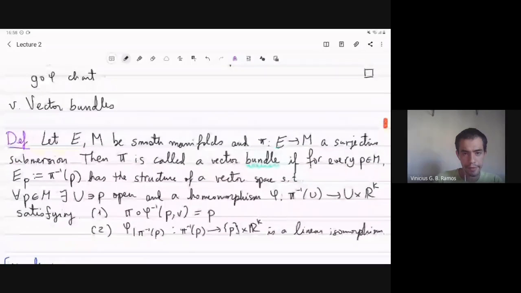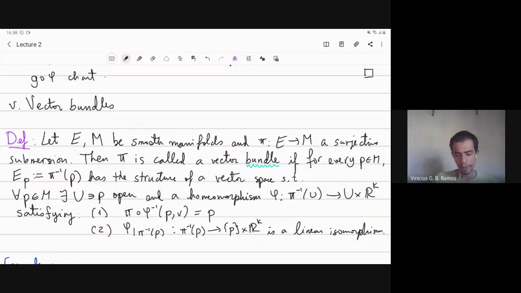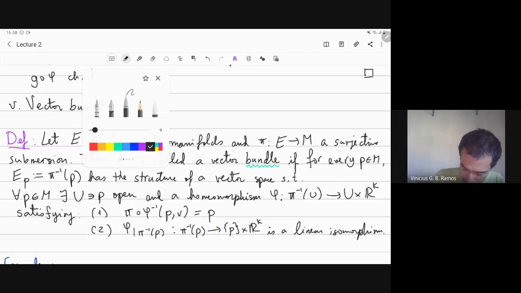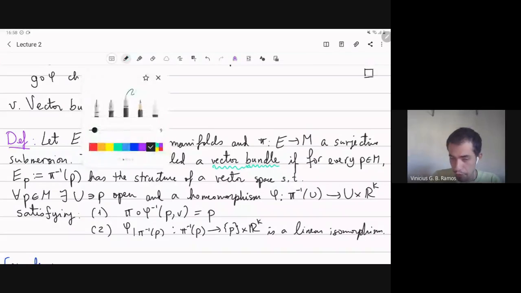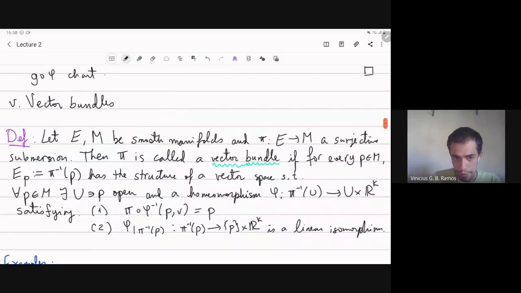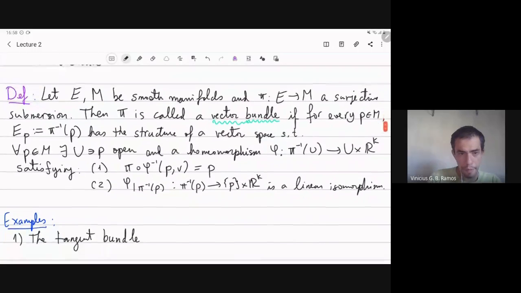So what is a vector bundle? If E and M are smooth manifolds, and pi is a surjective submersion, we call pi a vector bundle, I forgot to underline vector, if for every p in M, E_p, which is the preimage of the point p, has the structure of a vector space.